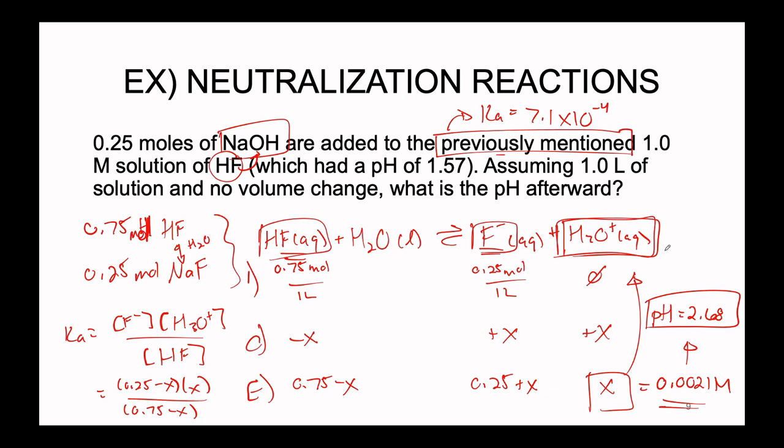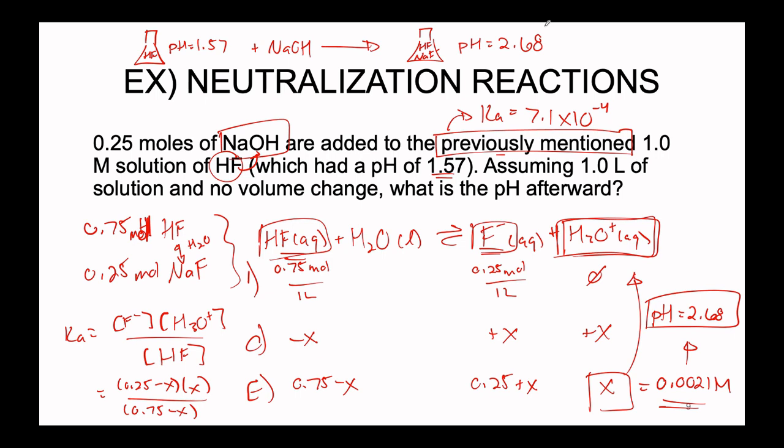The takeaway message here is that we had a flask that initially had some HF inside of it. Its pH was 1.57. This was information given to us for reference. We added some base to it, neutralized some of our acid, and now suddenly we have a solution that has HF and NaF inside of it, whose pH has increased. It's become more basic, to 2.68.